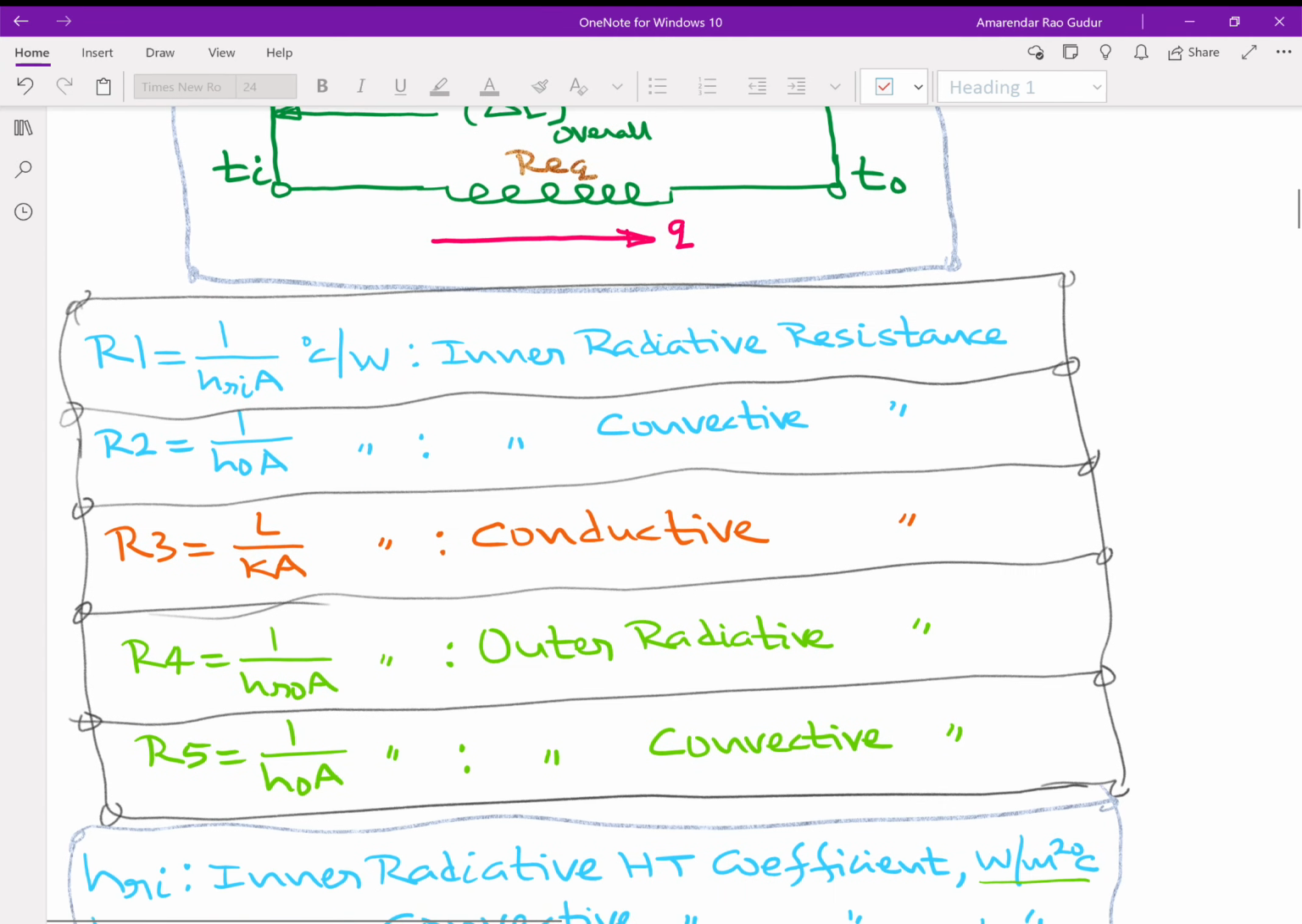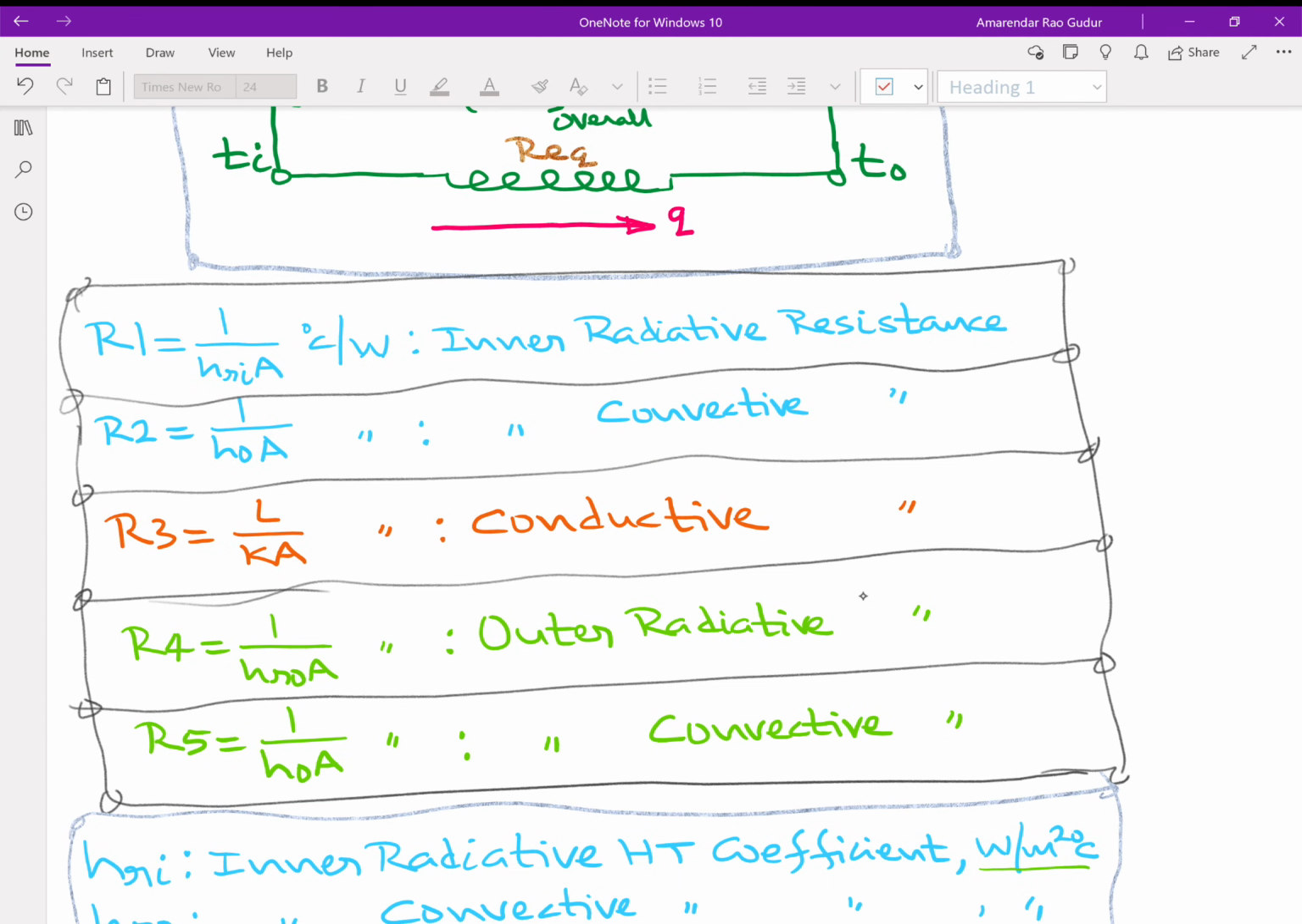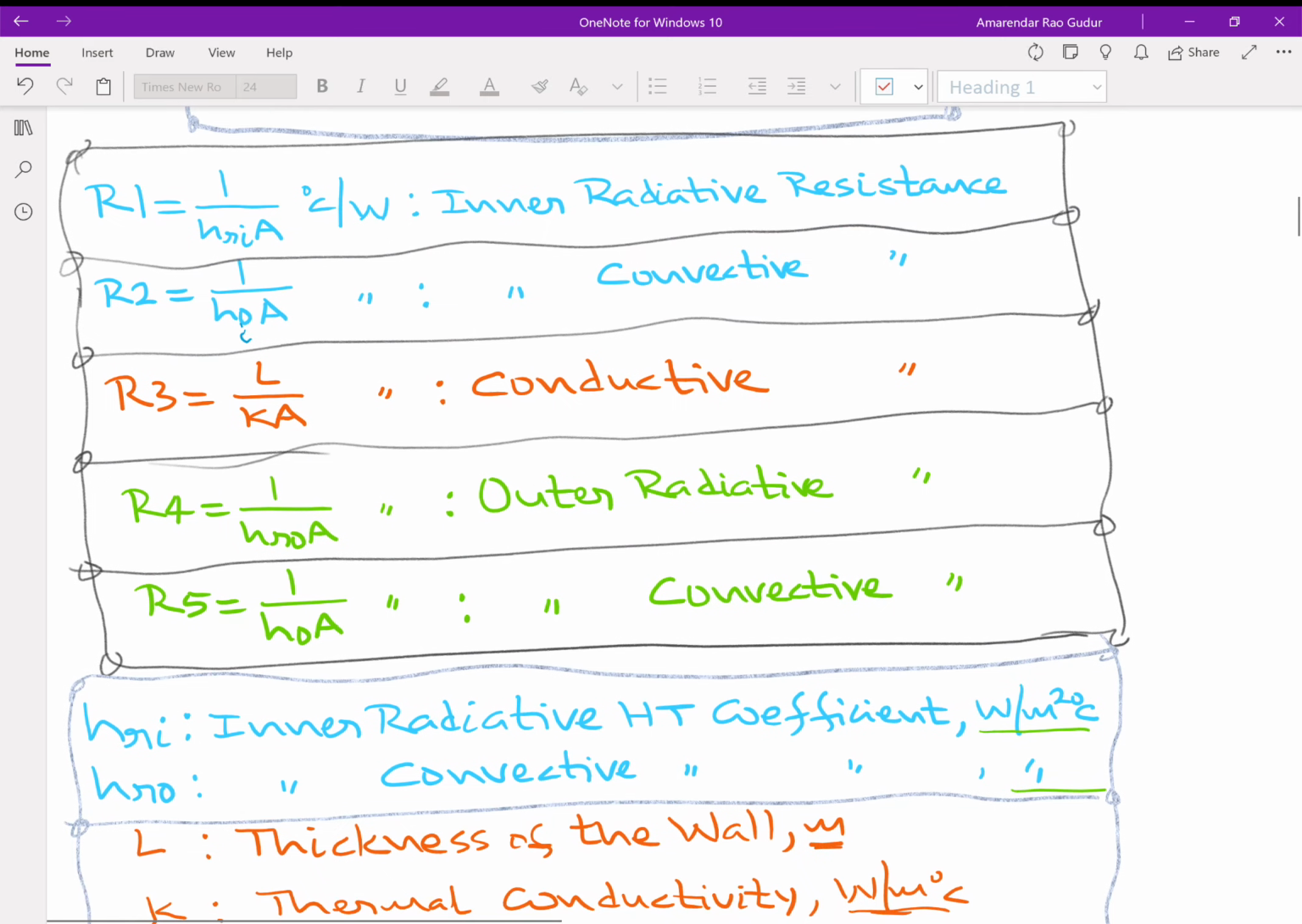And the nomenclature I was already talking about. R1 equals 1 by HRI A, the inner radiative resistance expressed in degree centigrade per watt. R2 equals 1 by HI A, the inner convective resistance. This is HI. Then R3 equals L by KA, the conductive resistance. R4 equals 1 by HR0 A, the outer radiative resistance. Then R5 is 1 by H0 A, that is the outer convective resistance.